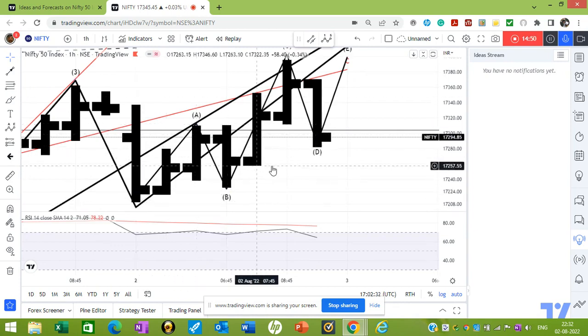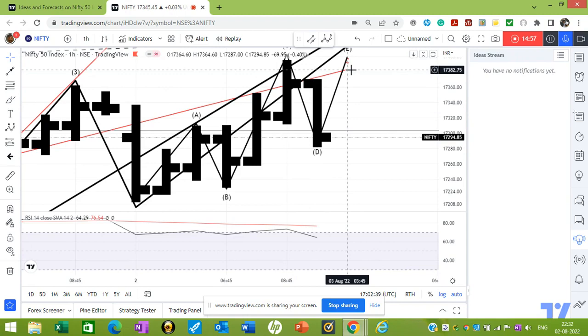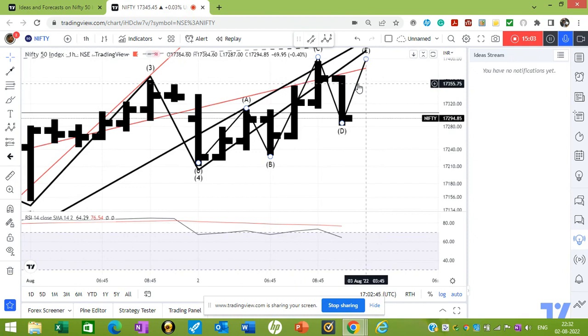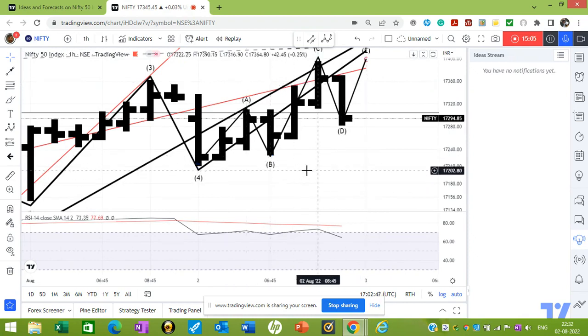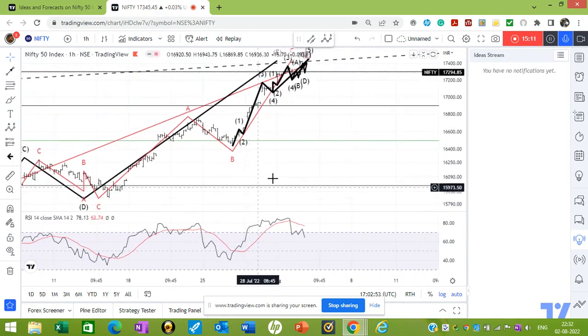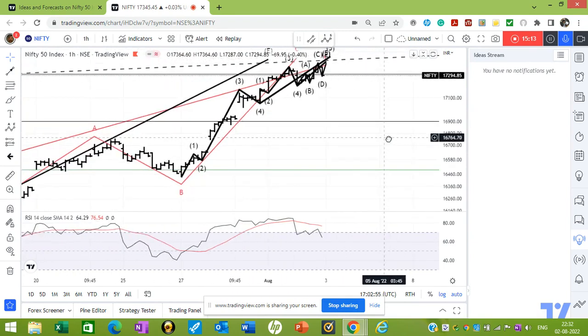One, two, one, two, three, four, and five. A, B, C, fourth wave correction. Then up move. I think one small wave is left. Or maybe tomorrow, day after tomorrow, within 2 days it will be clear because this is the last of the last wave. So it's pretty messy there. But I mean, this is my view in Nifty.